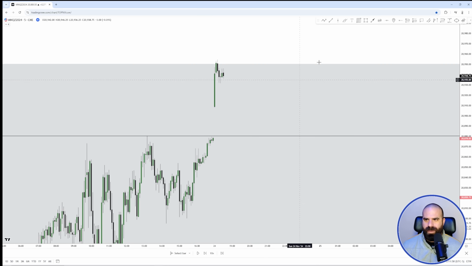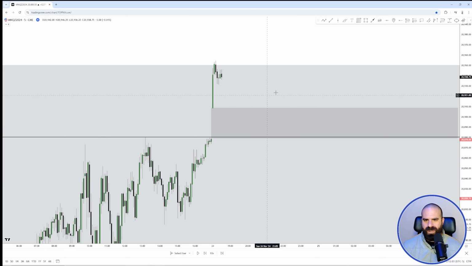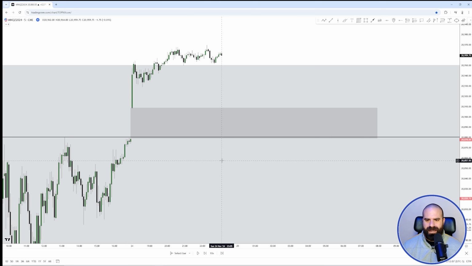Here we have the opening gap. We will not, of course, consider doing anything. You know that price, when it comes back, of course, over here, it reacts from the opening gap, 99%.